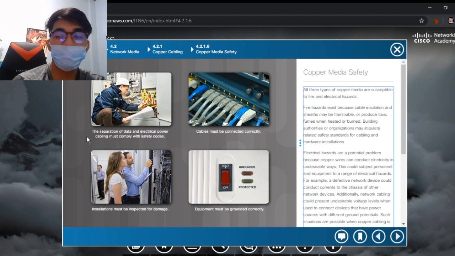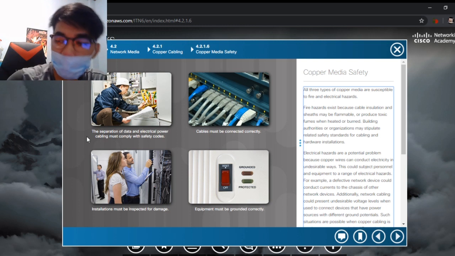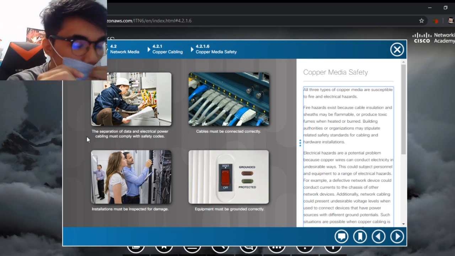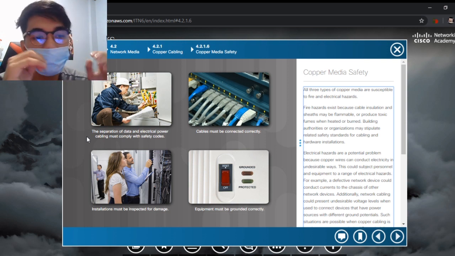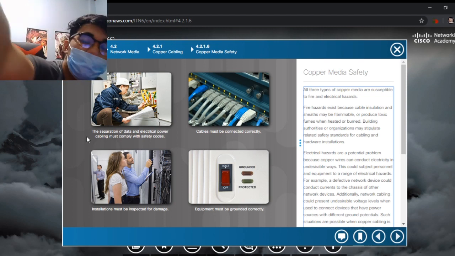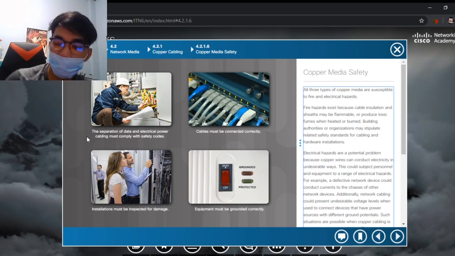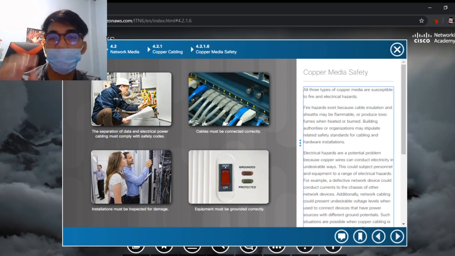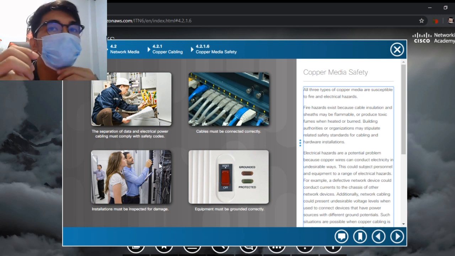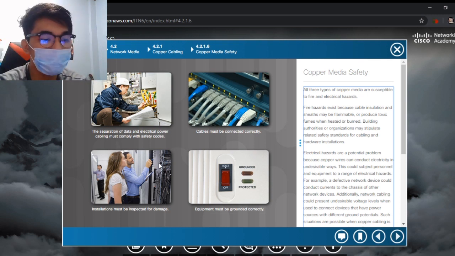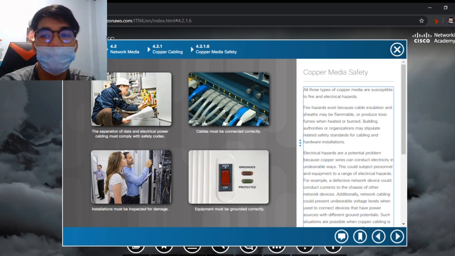Simply, in my computer or PC here on my desktop, I have good cabling because I don't want messy cables. In order to do that, cables must be connected correctly, and as you can see in the back of my PC, it is already connected because all of my equipment or peripherals are in active mode. Then installation must be inspected for damage. Yes, because everything should have reviews and other stuff.